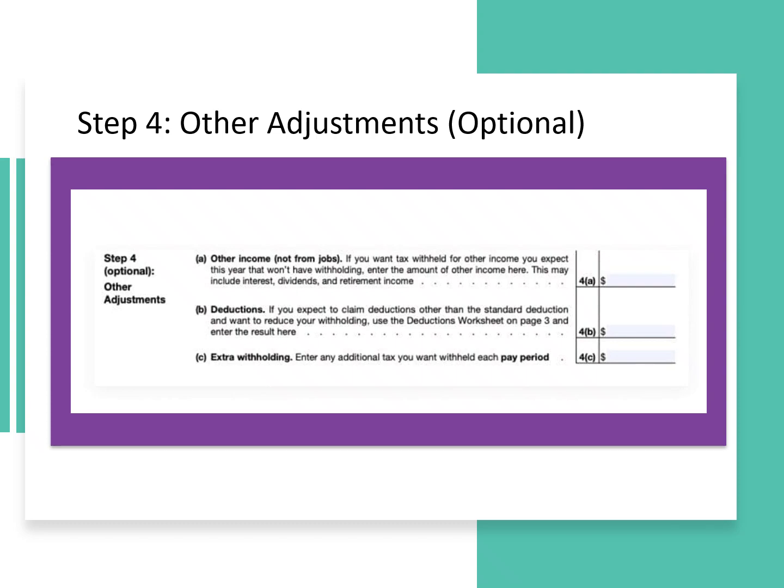Step 4 is where you disclose any other piece of information that can affect how much tax you should have withheld from your paycheck. Examples would include sources of income other than work, like investment interest, dividends, or distributions from retirement accounts, deductions other than the standard deduction if you itemize on your tax returns, or extra withholding if you would like to have extra tax withheld from your paycheck for any reason.